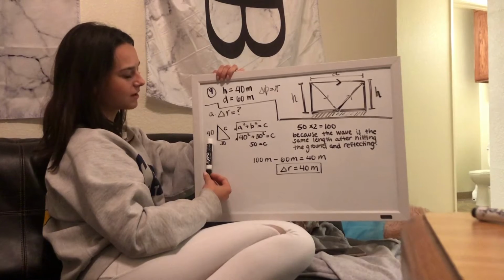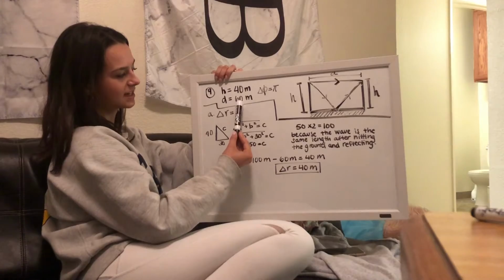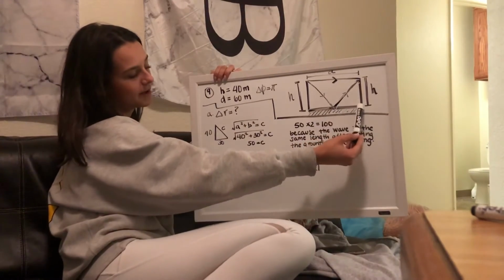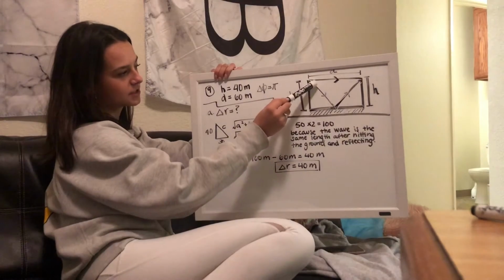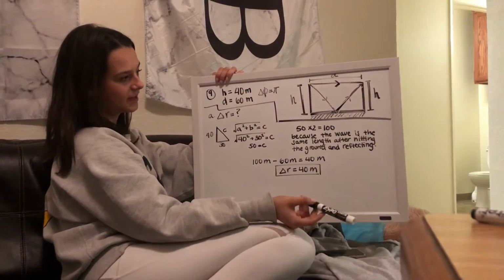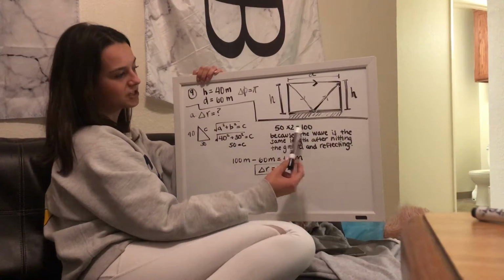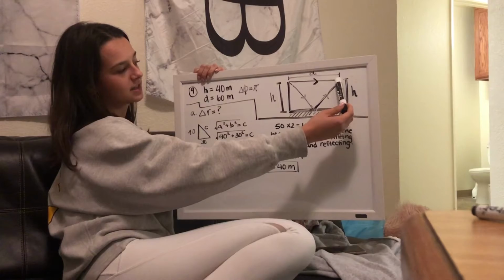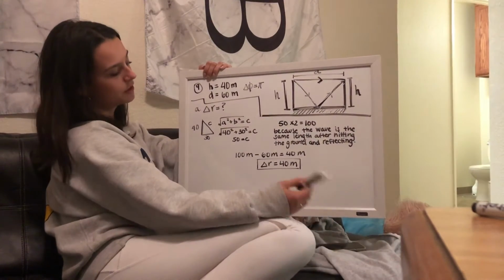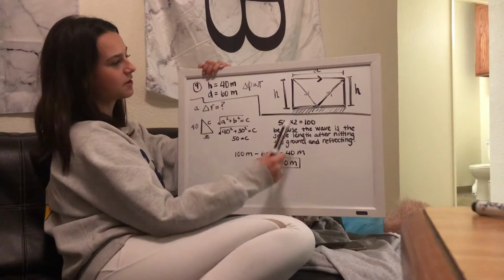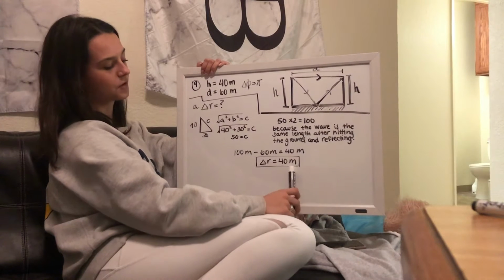So 40 was given to us as the height of this side of the triangle, and then to get 30 you just divide 60, the distance of the bottom, by 2, and then solve for C, which is this side of the triangle. We get it to be 50, and then we know that we multiply 50 by 2 because this is an equivalent path length to the other cell tower. And then you just do 100 minus 60 because we know that the distance of this path length is 60, and we get delta r equals 40 meters.